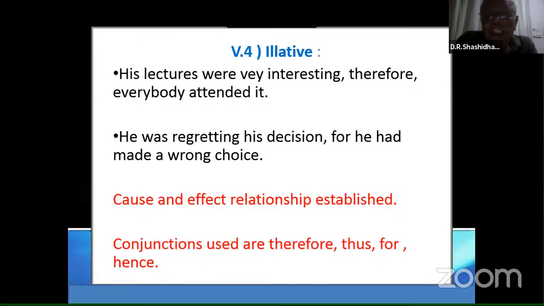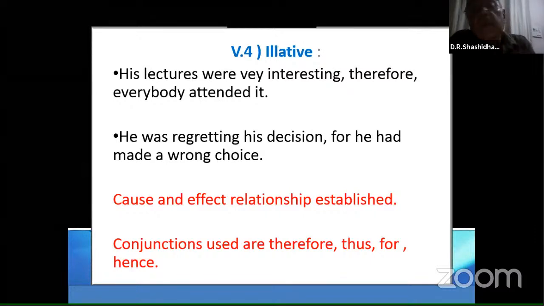See here, the cause and effect relationship is established by using the conjunctions "therefore" and another conjunction called "for". His lectures were very interesting, therefore everybody attended it. See, cause and effect. Why did everybody attend it? Because his lectures were interesting. What is the effect of his lectures being interesting? Everybody attended it.